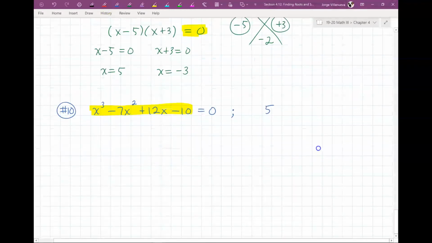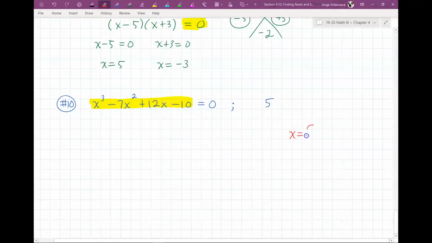So here we go. I know that 5 is an answer. So I'm going to put it right there. Okay, I know that's already there. So I need 2 more. All right. So let's go ahead and put the 5 here. And a 1, a negative 7, a 12, and a negative 10.